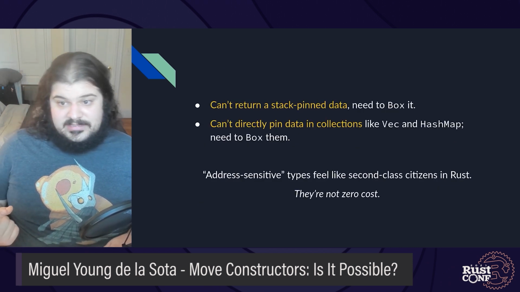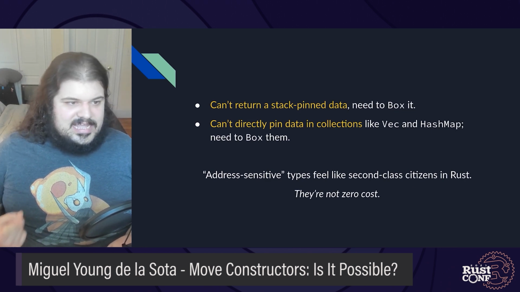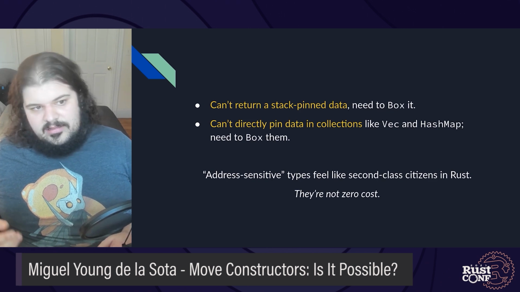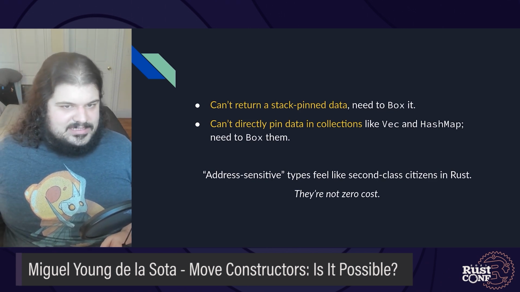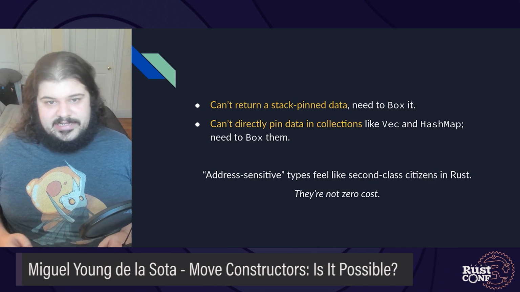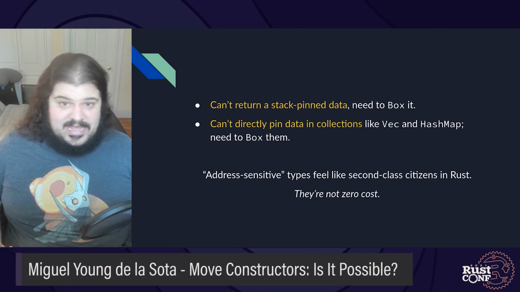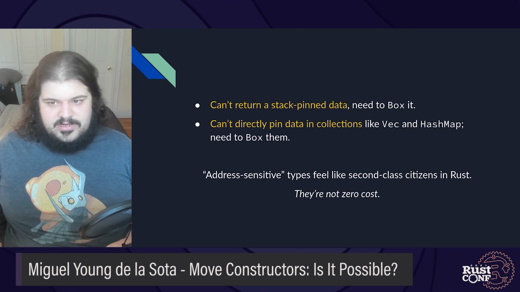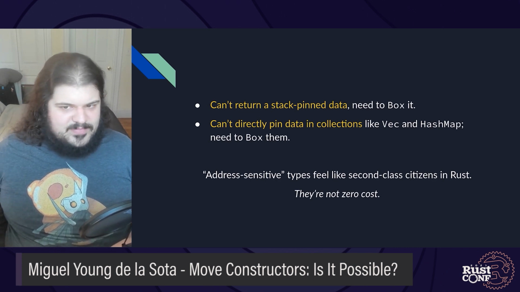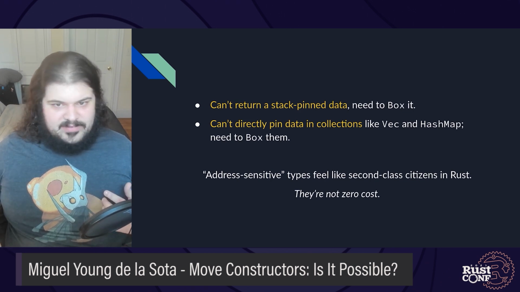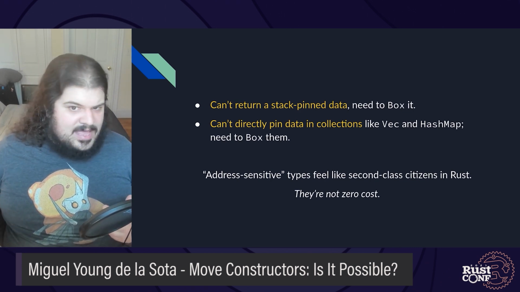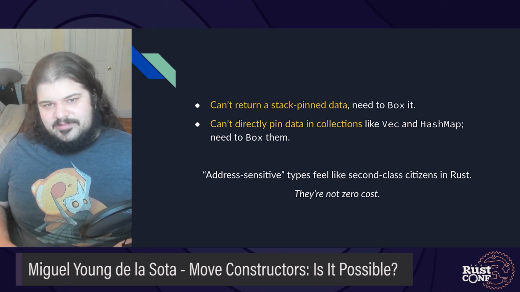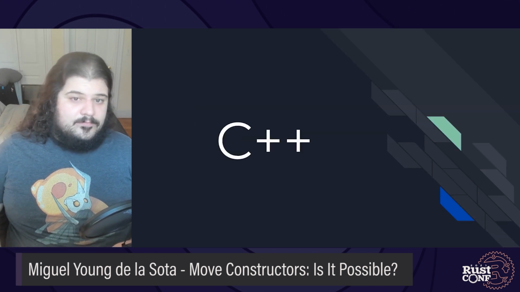Number one, because stack pin data is going to be behind a mutable reference, you can't return it. It's the same as with any reference. Therefore, you need to pay the cost of an allocation and box it. We also can't pin data in collections. This is because basically every collection that can resize is going to move things when resizing. When a vec fills up, it copies everything and treats it as a move. When a hash map hits its capacity, it needs to do the same thing. Address-sensitive types don't really fit into the language, and using them widely is not free.